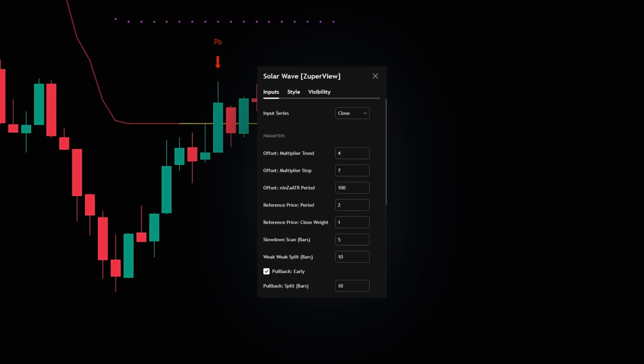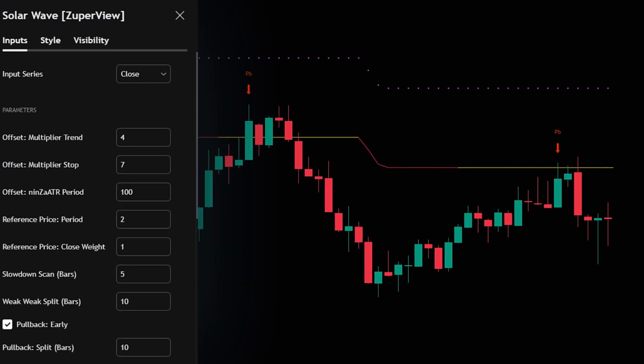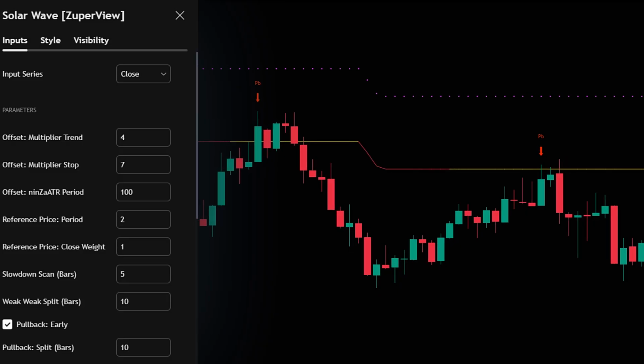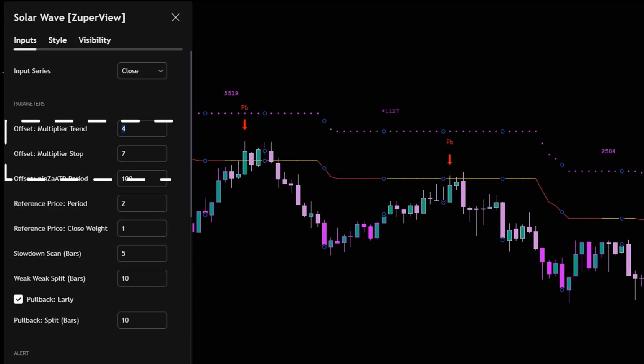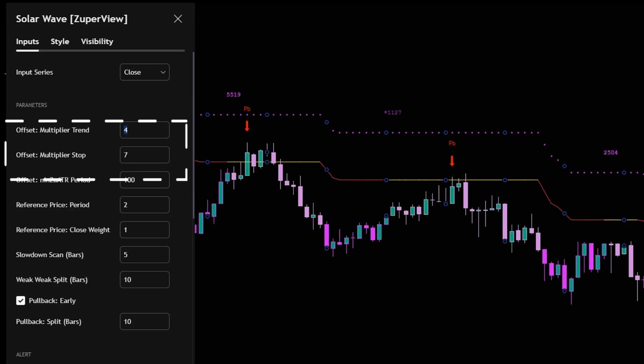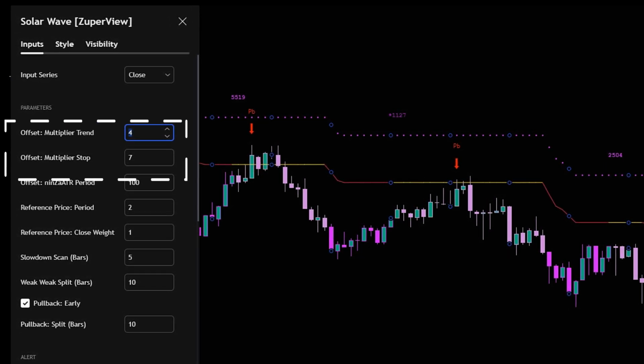Next, we move on to the parameters section, where you can customize the indicator's settings to best match your trading style. Here, you're encouraged to experiment with different configurations to find the most suitable setup. The first two parameters are multiplier trend and multiplier stop. These control how fast or slow the indicator reacts to price movements.